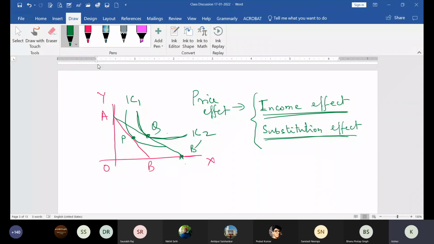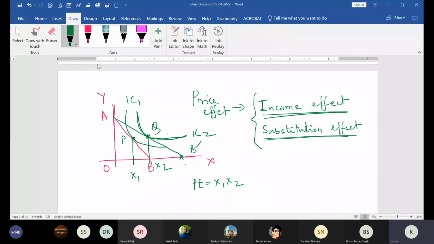So as the price of X decreases, your equilibrium position shifts from P to Q, and the corresponding value of X is, suppose this is X1, and this is X2. So consumption of X increases by X1 X2 as the price of X decreases. So price effect is nothing but X1 X2. Because of the change in price, because of the decrease in price, consumption of X increases by X1 X2. That is your price effect.